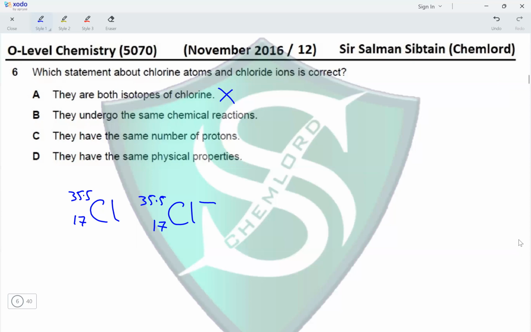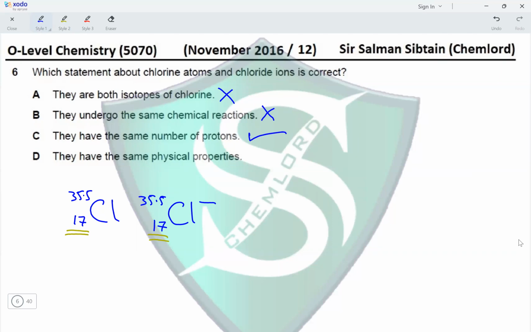They undergo the same chemical reactions? No, they do not undergo the same chemical reaction. Chloride ions are oxidized to chlorine. Chlorine atoms are reduced to chloride ions. They have the same number of protons? Yes, as can be seen by their proton number, which is 17 for both. They have the same number of protons.